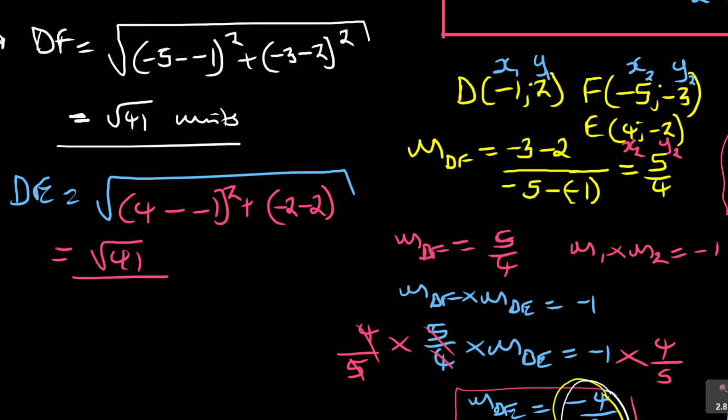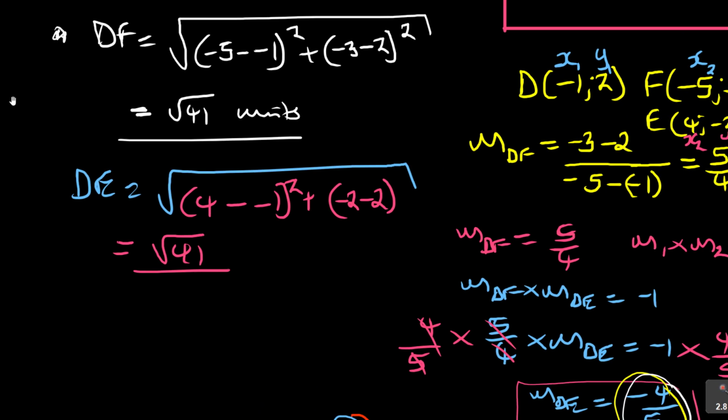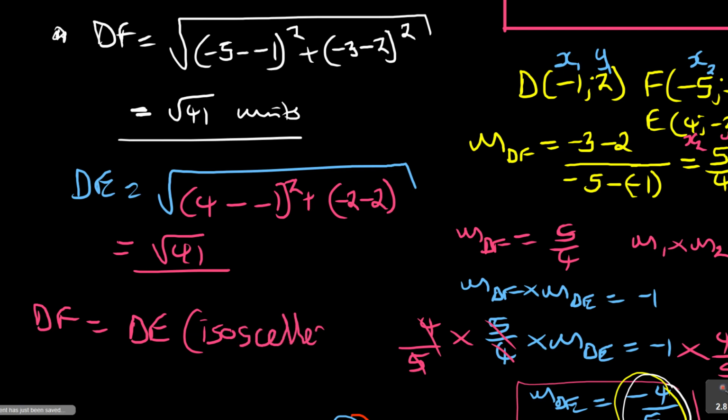So it confirms DE, you see this, DF is equal to DE. And then what type of a triangle? And then they asked you, it's an isosceles triangle.